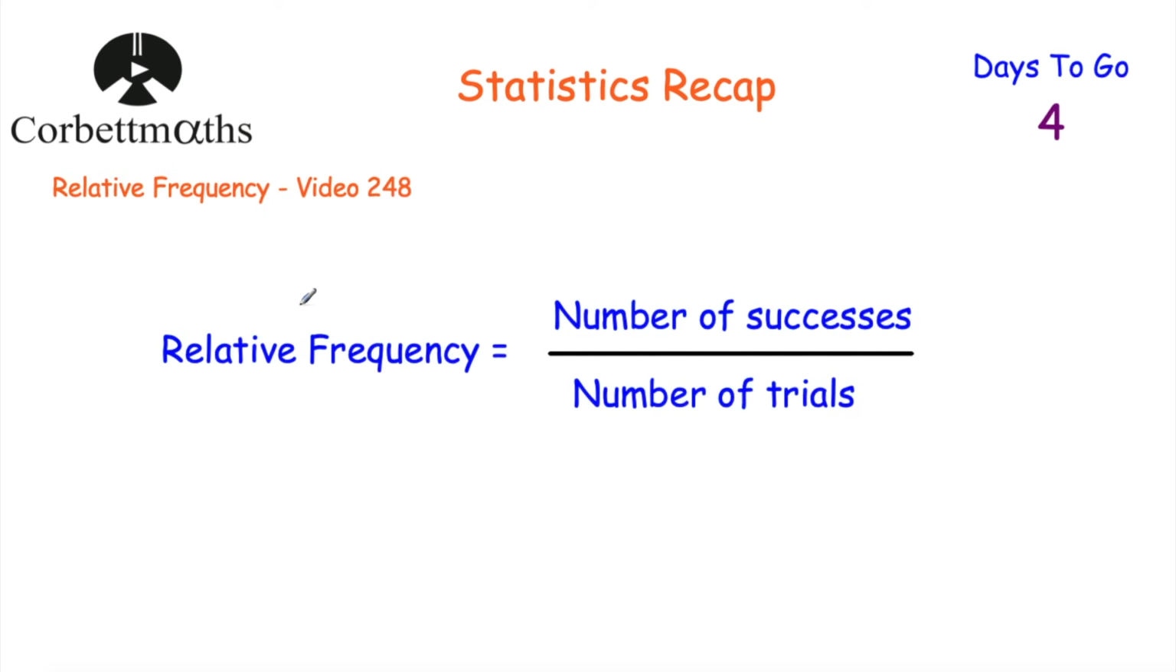You may also encounter the term relative frequency, and the relative frequency is the number of successes over the number of trials. So if, for instance, we rolled a dice 100 times and we get 17 sixes, the relative frequency of a 6 would be 17 out of 100. 17 sixes out of the 100 times we rolled the dice. So relative frequency is the number of successes over the number of trials.